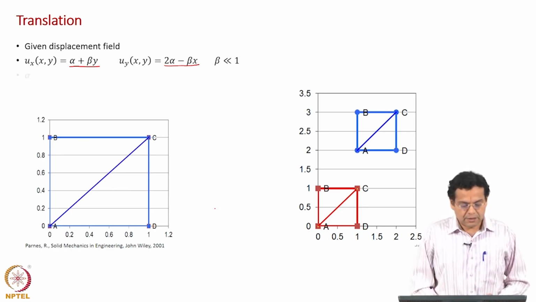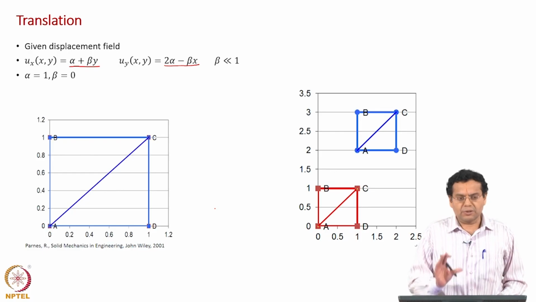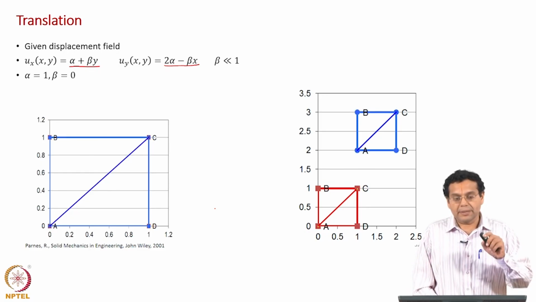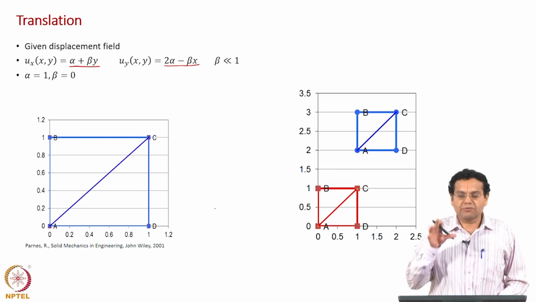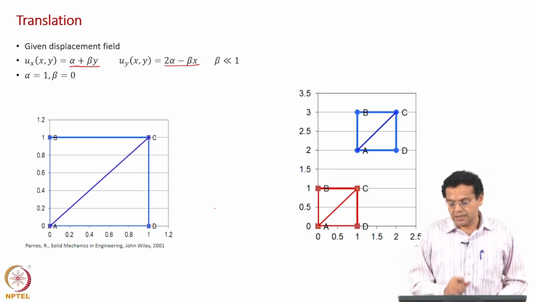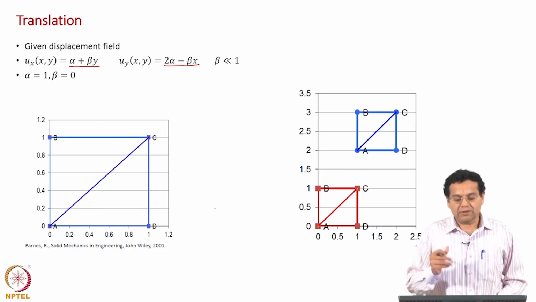Now, for the first case, we will take alpha equal to 1, beta equal to 0. Let us see what happens to the plate. When I say what happens to the plate, what I mean is, given the coordinates A, B, C, D, I want to find out the new coordinates A, B, C, D. Initial coordinates are given, final coordinates have to be found out. How do you find out?